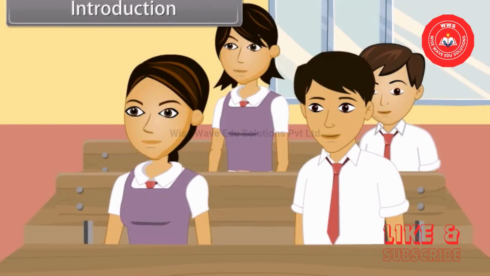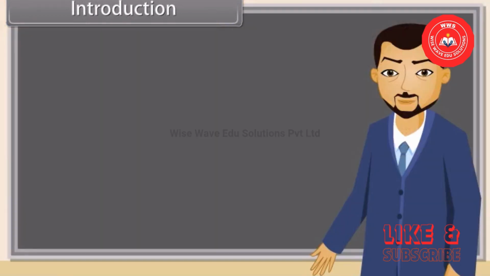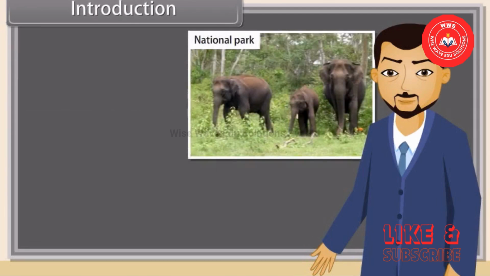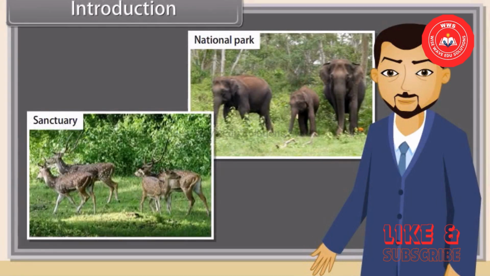How will we conserve the biodiversity? We conserve the biodiversity with the help of national parks, sanctuaries, etc. In this lesson, you will learn biodiversity and its conservation.